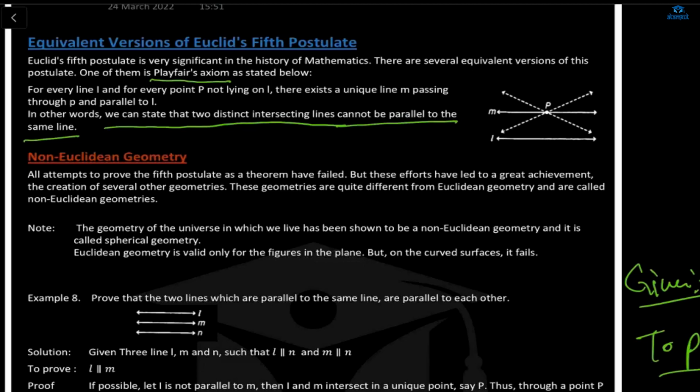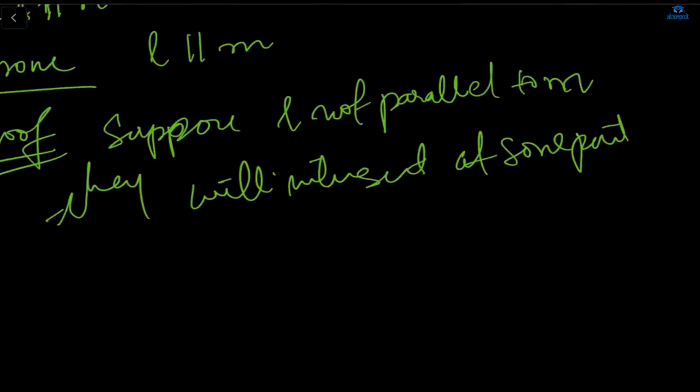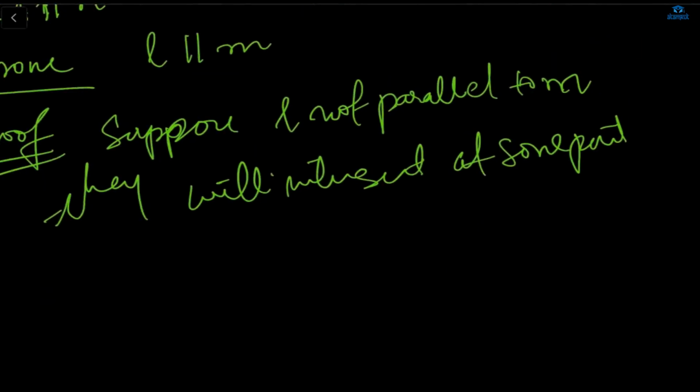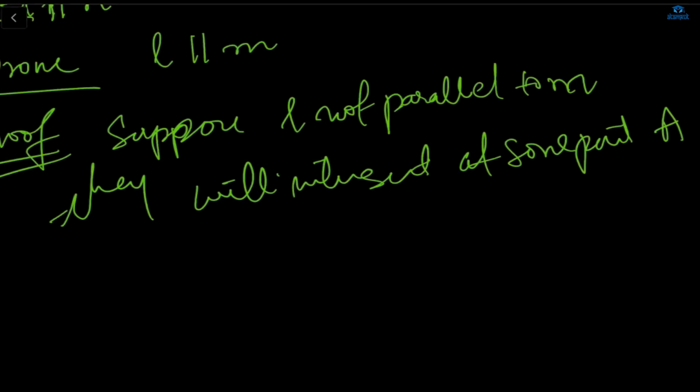And if you see here, if we are supposing that L is not parallel to M, they will be intersecting at any point, name it as A. This will contradict this parallel line axiom, or you can say the fifth postulate. So that means that L is parallel to M. Yes, ma'am.